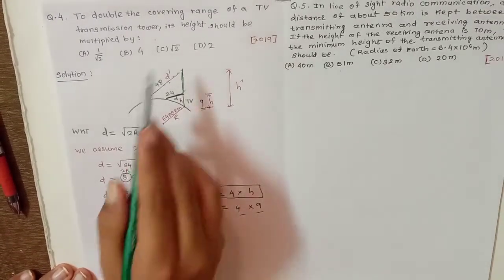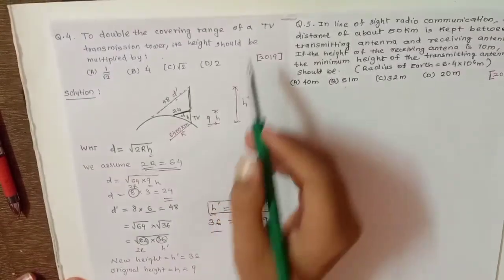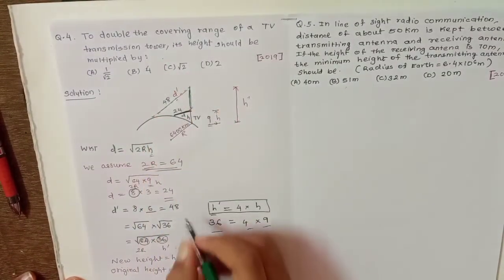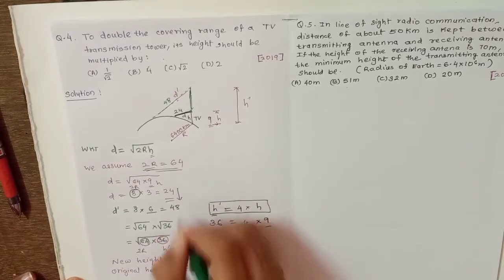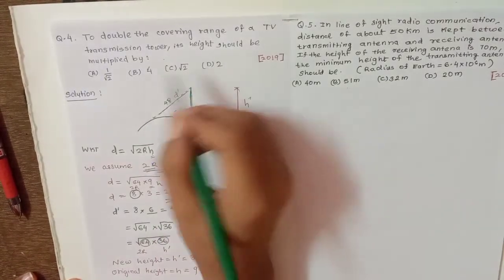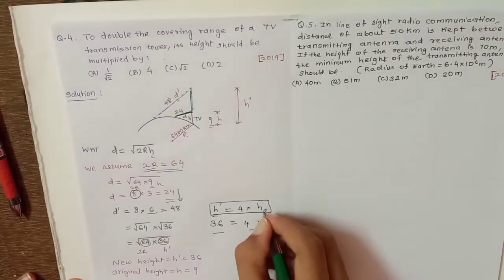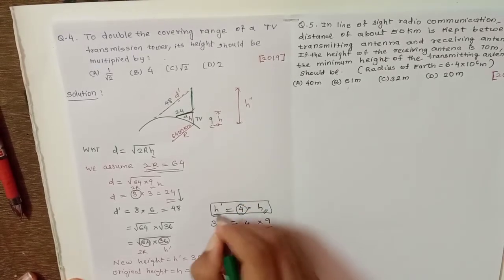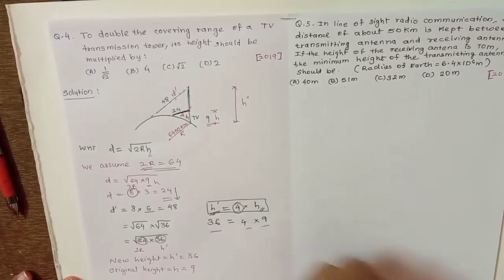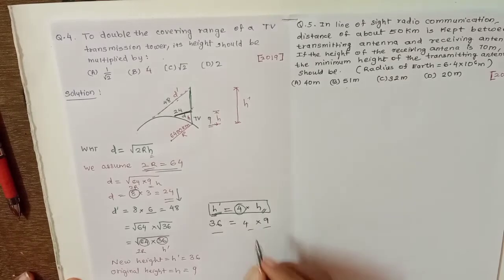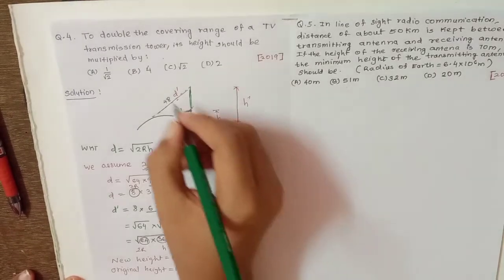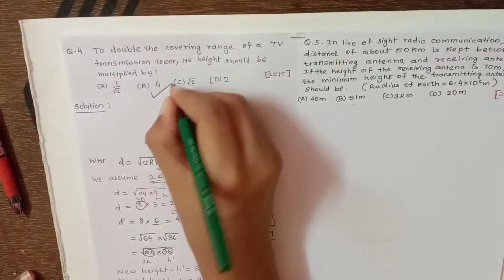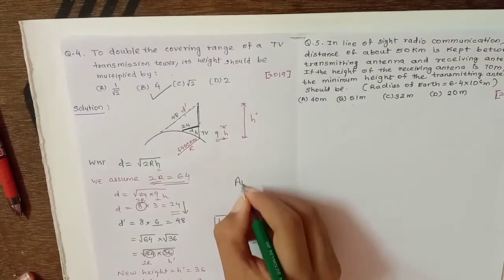So here you can see, to double the covering range of TV transmission tower, we have doubled the range from 24 to 48. Then its height should be multiplied by 4. The original height should be multiplied by 4 to get the new height. So the correct option is B.